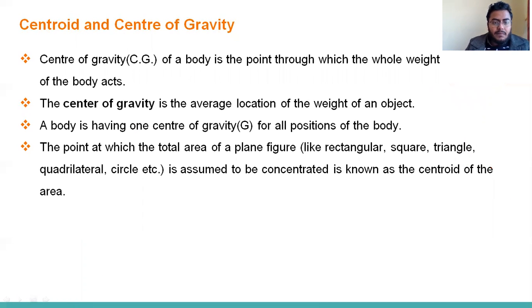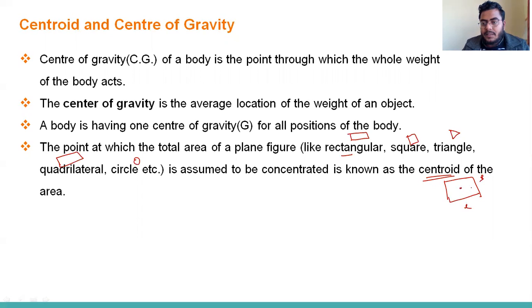So the point at which the total area of the plane figure, like rectangle, square, triangle, quadrilateral, circle, etc., is assumed to be concentrated, is known as the centroid of the area. In this case, you will see the centroid and the center of gravity are both the same thing. For example, for a rectangle the center of gravity will be here.